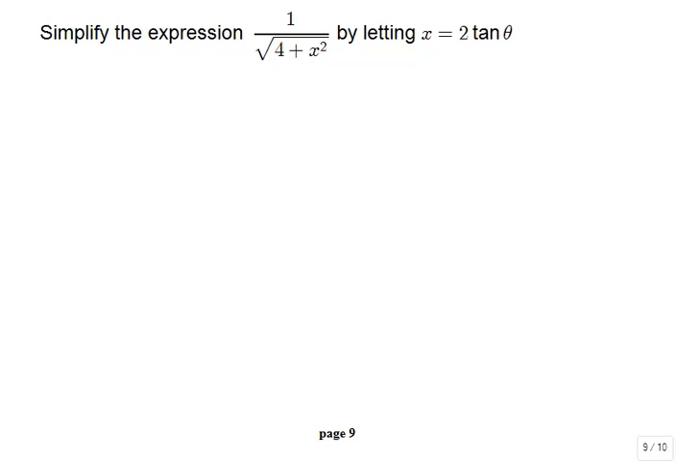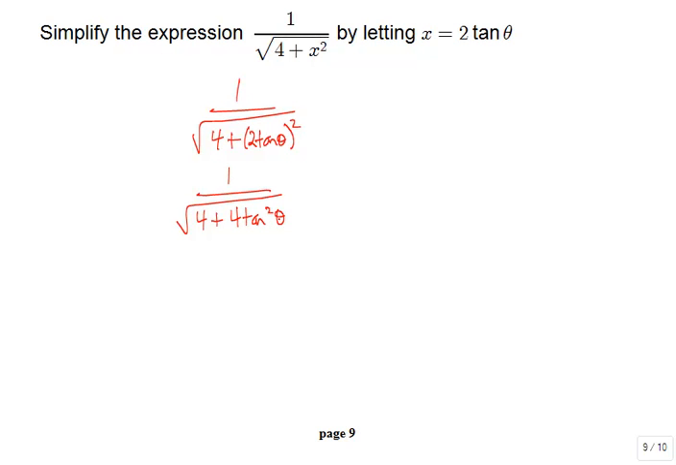So what we have is this expression 1 over the square root of 4 plus x squared. And all I'm asking you to do is to substitute in for x the expression 2 tangent theta and kind of see what happens. So I'm going to take this x and I'm going to replace it with a 2 tangent theta, and that x was being squared. So what happens if we square that whole quantity? We're going to square the 2 and we're going to square the tangent.